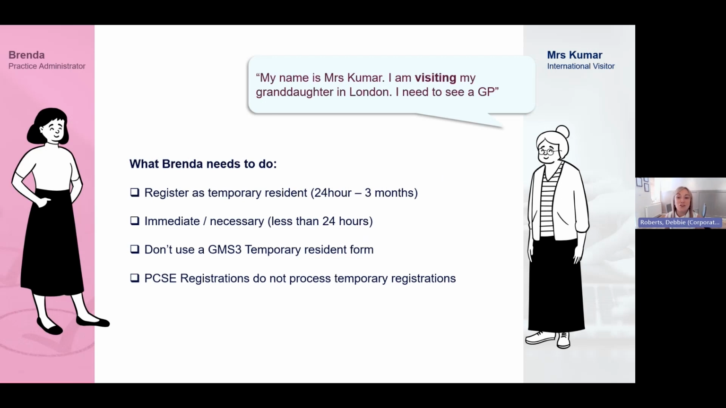So, as Mrs. Kumar is not an English resident and is only visiting her granddaughter for a period of 2 months, Brenda can register her as a temporary resident at the practice. This is because she'll only be resident for between 24 hours and 3 months. If Mrs. Kumar were residing in the area for less than 24 hours, then she would be treated as immediate and necessary. For this type of registration, a GMS3 form isn't used. This is because Mrs. Kumar isn't registered with an English GP, and PCSE do not process temporary registrations such as Mrs. Kumar's. We would only deal with the GMS3 side of things once that form has been submitted.